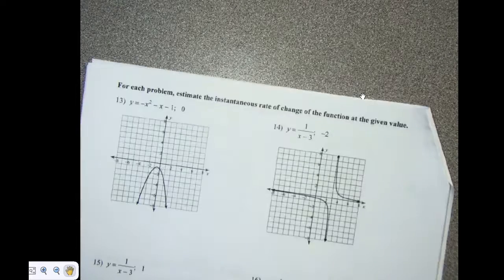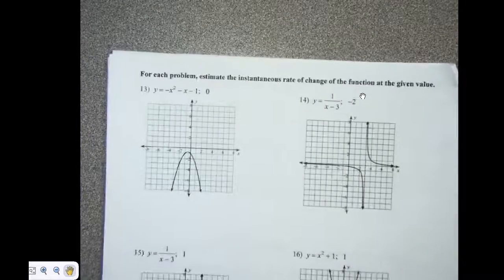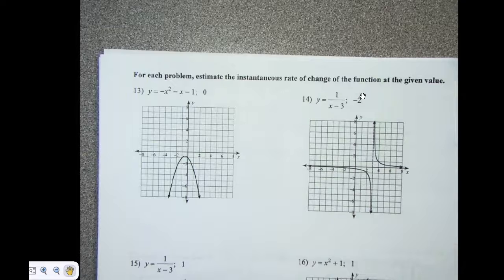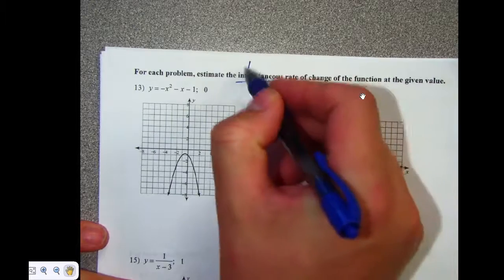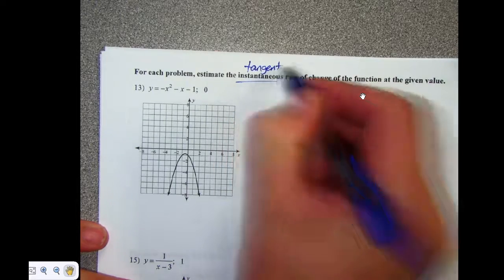All right, go to like number 13. So keep in mind that you're estimating here. Instantaneous rate of change. Is that tangent or secant? That's tangent. How many points? 1 or 2? And if you notice, they only give you 1 x value.